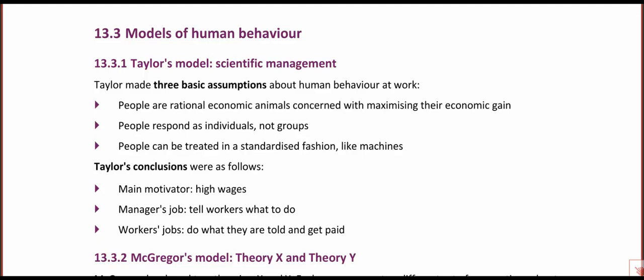He had three main assumptions around human behaviour. So when he was looking at his workforce, he had these three assumptions that covered everybody. And his conclusions that we're going to see in a sec only really work if you buy into those assumptions. So the first one is that people were rational economic animals who were concerned with maximising their economic gain. Okay, so people were very interested in money. Okay, so they wanted to maximise their own wealth.